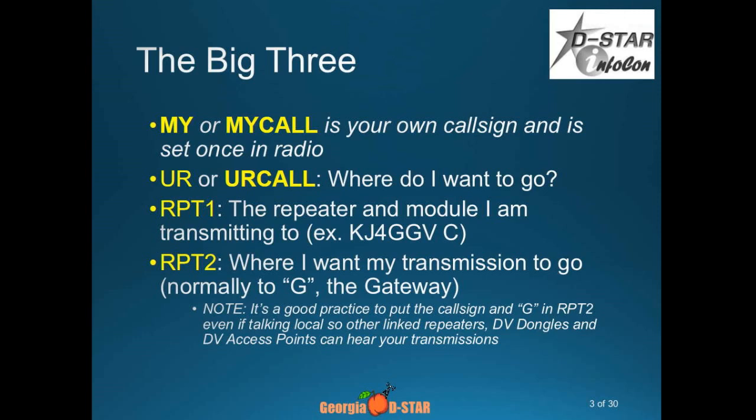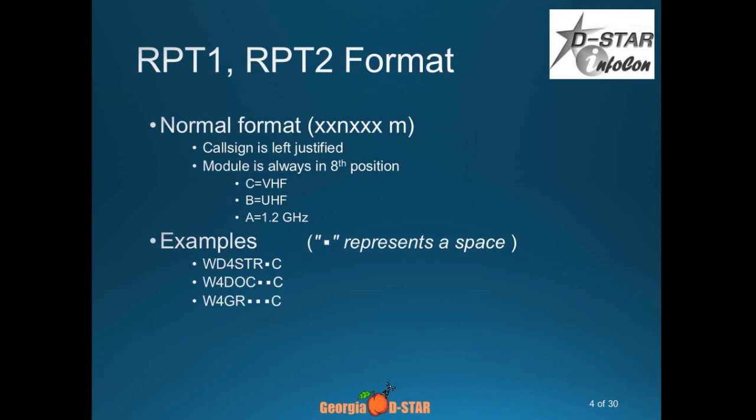Repeat 2. Where do I want my transmission to go? Now, it's important that you put something in here usually, because even though you may be operating locally, you want your signal being sent to the gateway so that someone on a DV dongle, a DVAP, a DV4 Mini, DV Mega can hear you. It's got to be sent to the gateway. So typically you'll put the call sign of your repeater, same thing, and put a G in the 8th position. We'll go through some examples that might make a little more sense.